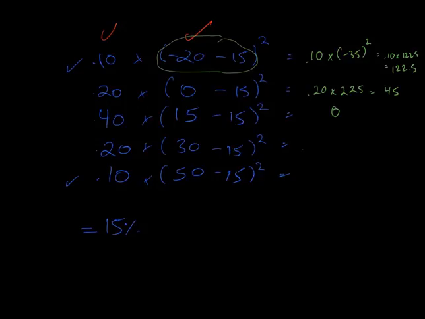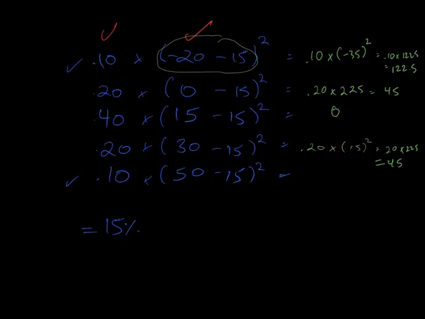Doing our next one, 0.2 times, well, let's see, 30 minus 15 is 15, remember, squared. 15 squared is, we're going to keep the multiplication going, 225. Hey, great. Multiply those, and we are going to get another 45. Just happened to work out that way.